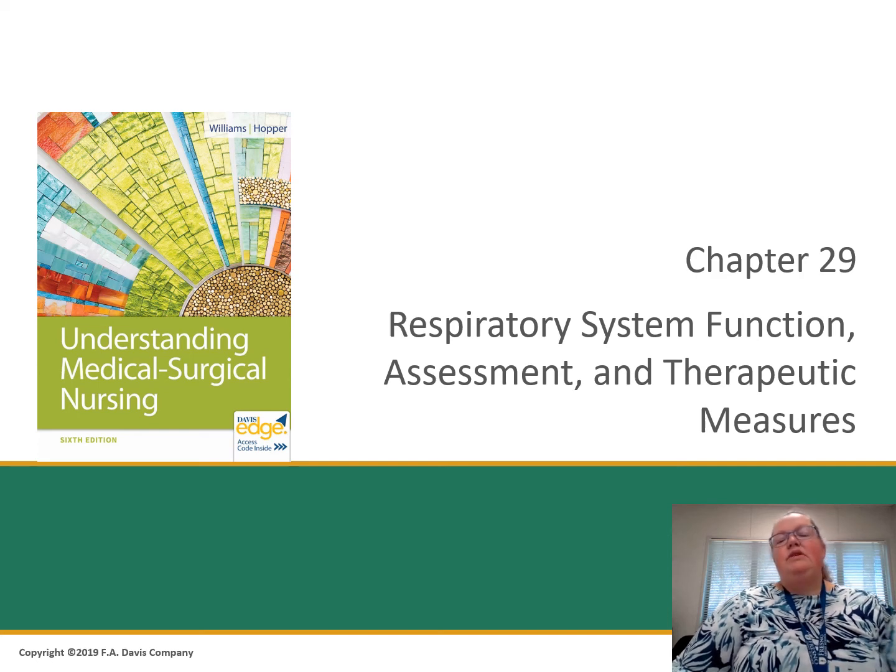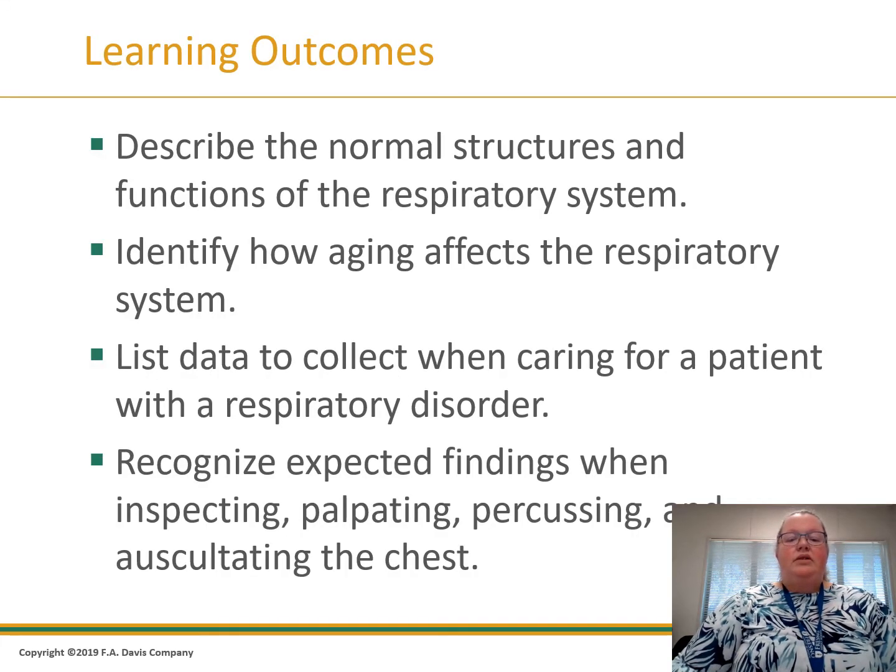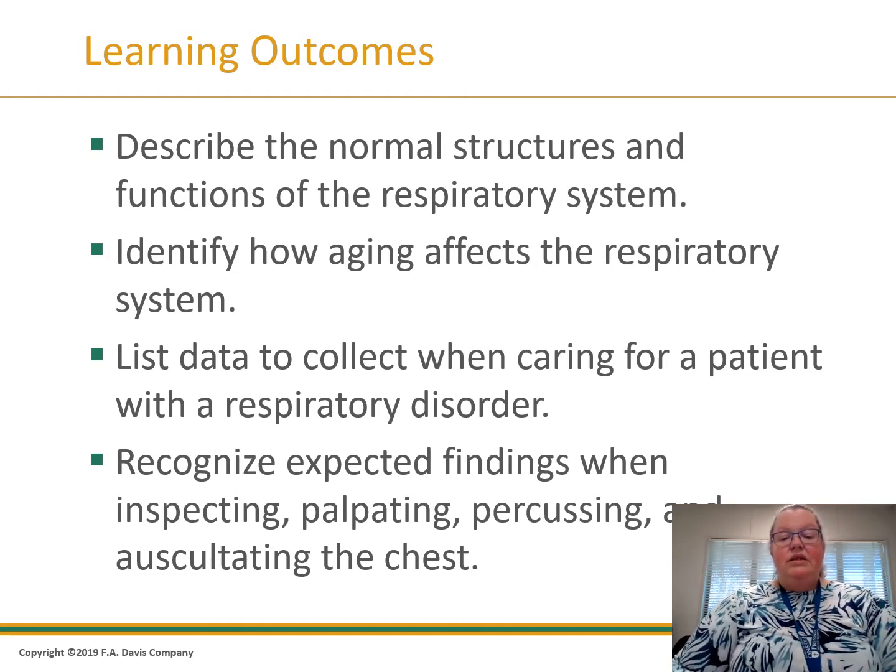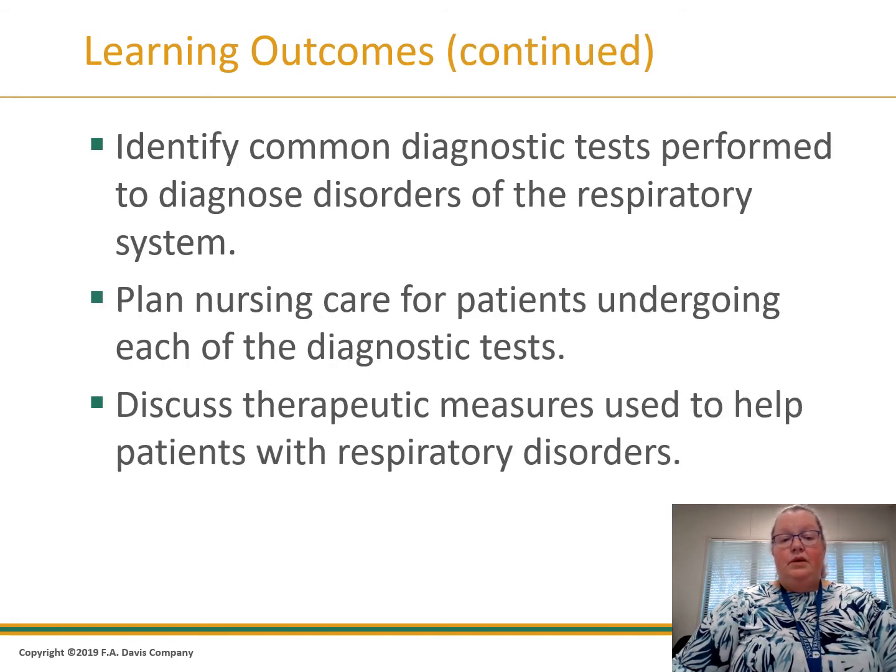Chapter 29, Respiratory System Function, Assessment and Therapeutic Measures. Okay, so our learning outcomes: describe the normal structure and functions of the respiratory system, identify how aging affects the respiratory system, list data to collect when caring for a patient with respiratory disorders, recognize expected findings when inspecting, palpating, percussing, and auscultating the chest.